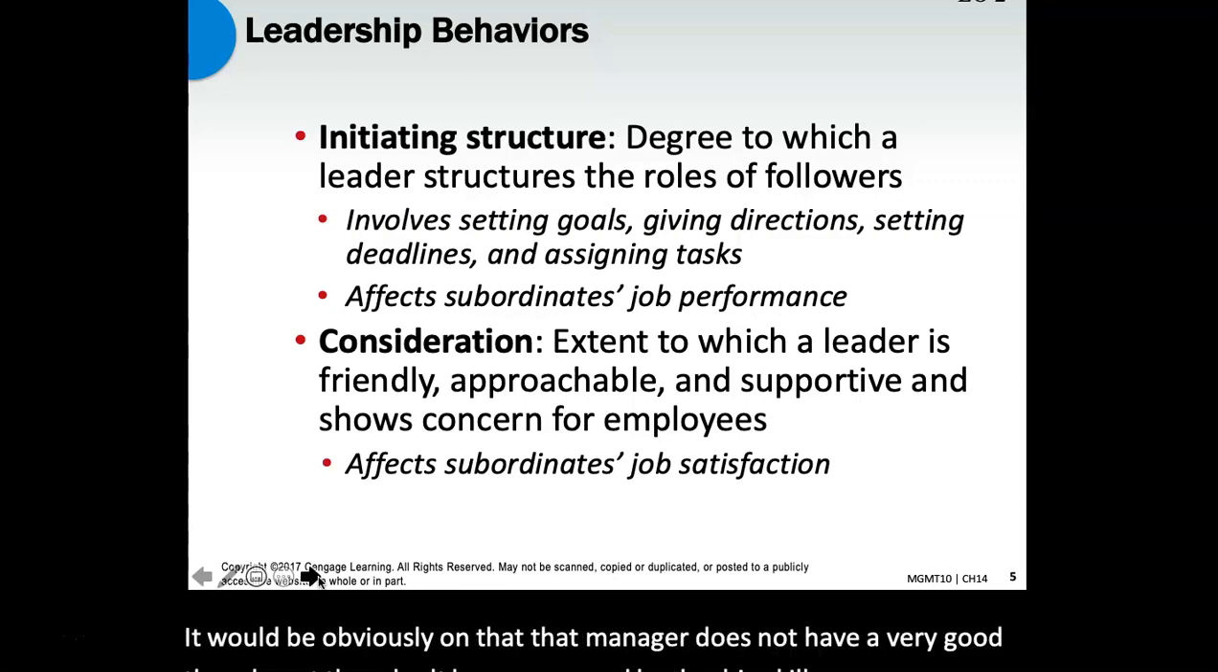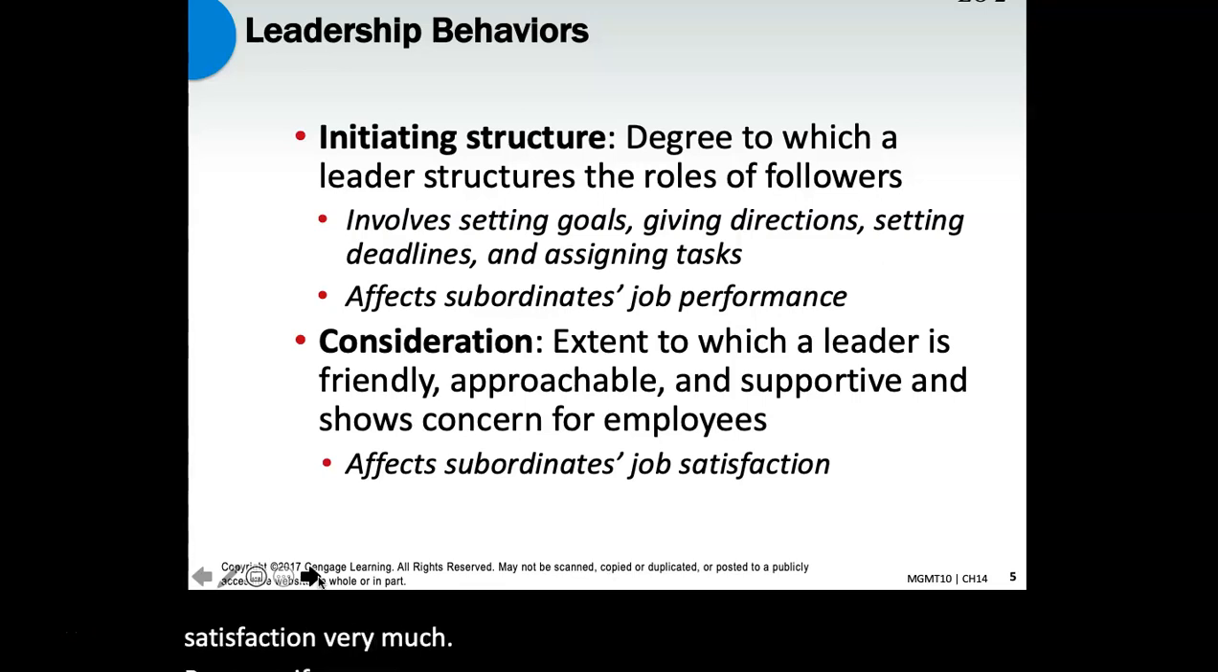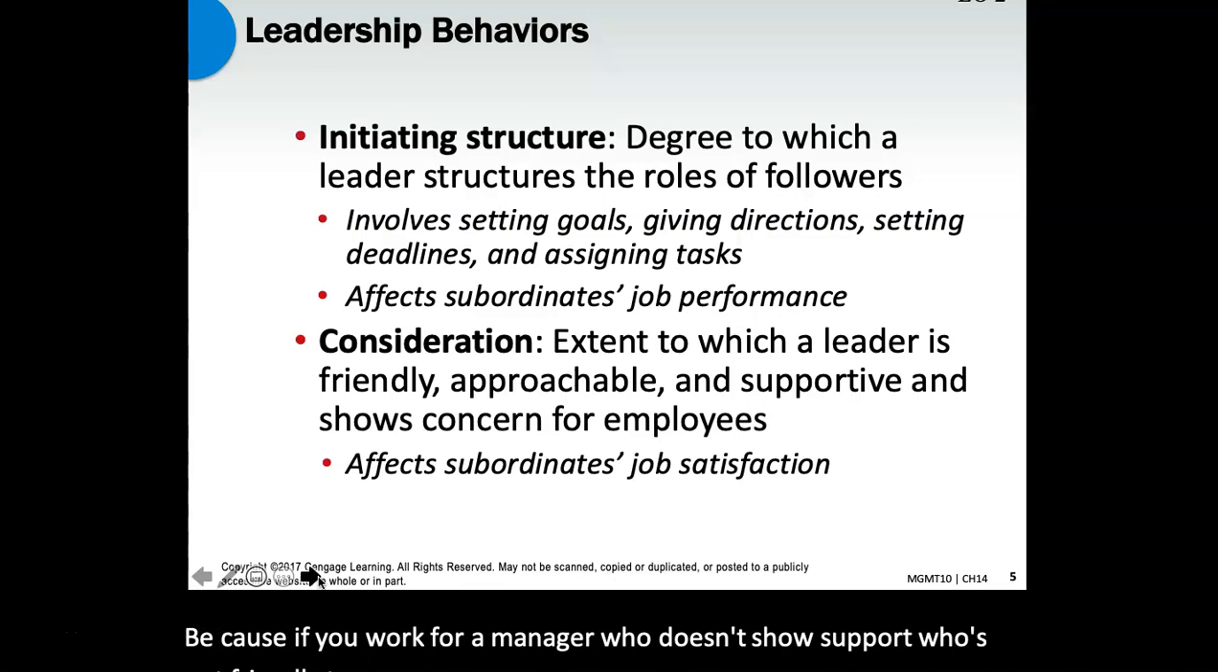Consideration is the extent to which a leader is friendly, approachable, gets along with others, supportive, shows concern for the subordinates or the employees. Okay? That genuine consideration that someone has, that affects job satisfaction very much, because if you work for a manager who doesn't show support, who's not friendly to you, shows no concern about you or your family, you're probably not going to really like that person as much as you should, and you're probably not going to like your job as much as you should. So initiating structure and consideration are very important elements for leadership behaviors, because they help set the groundwork not only for job satisfaction but for the success of the organization.